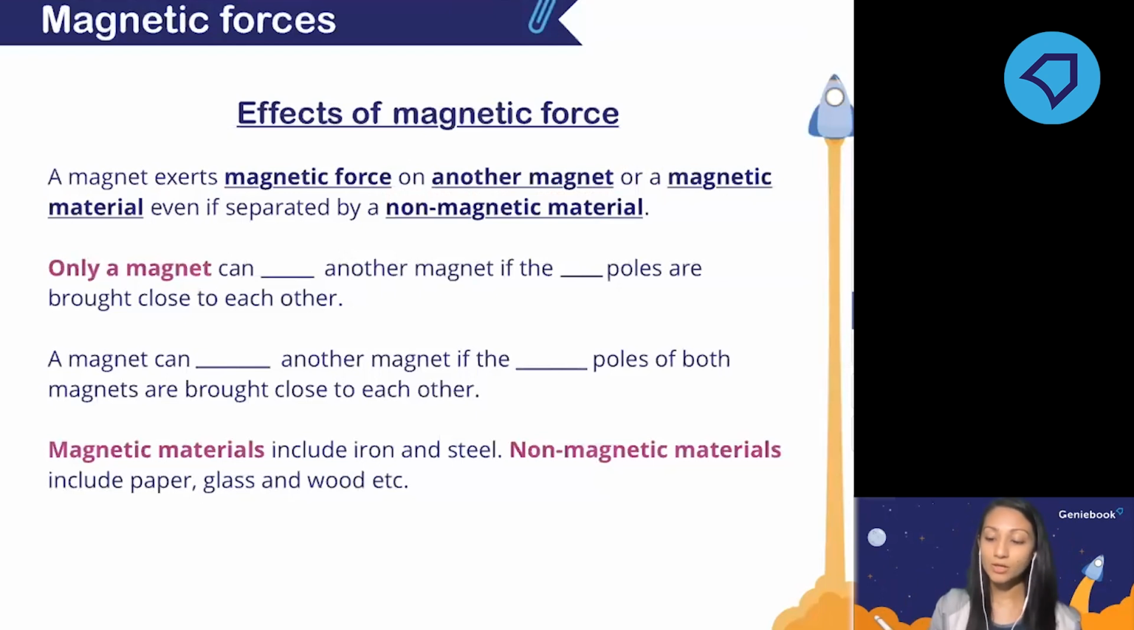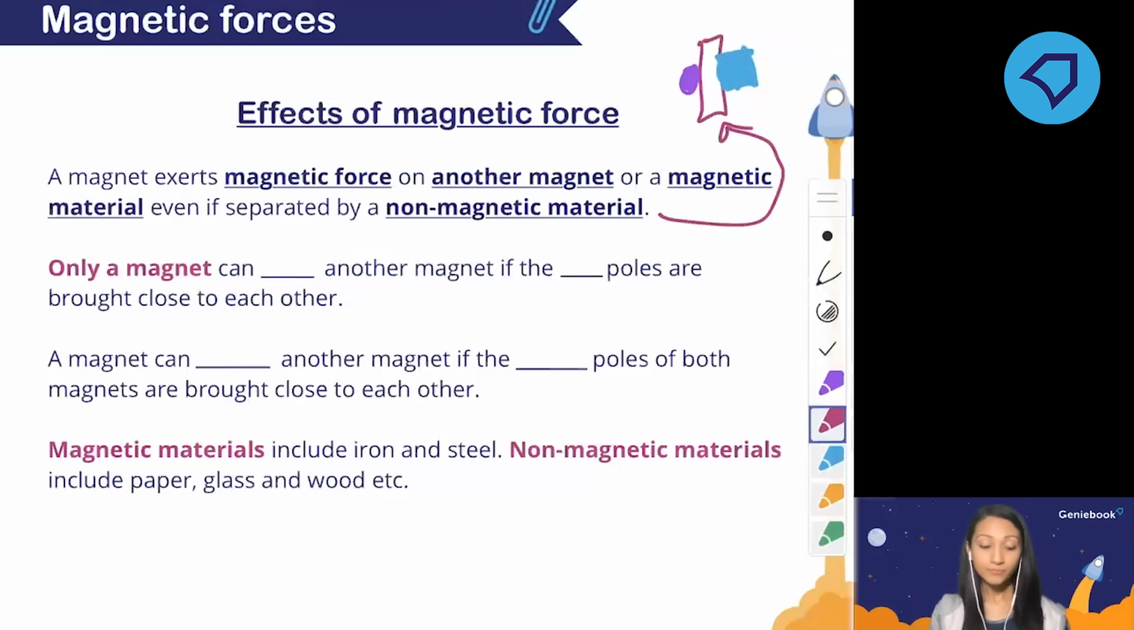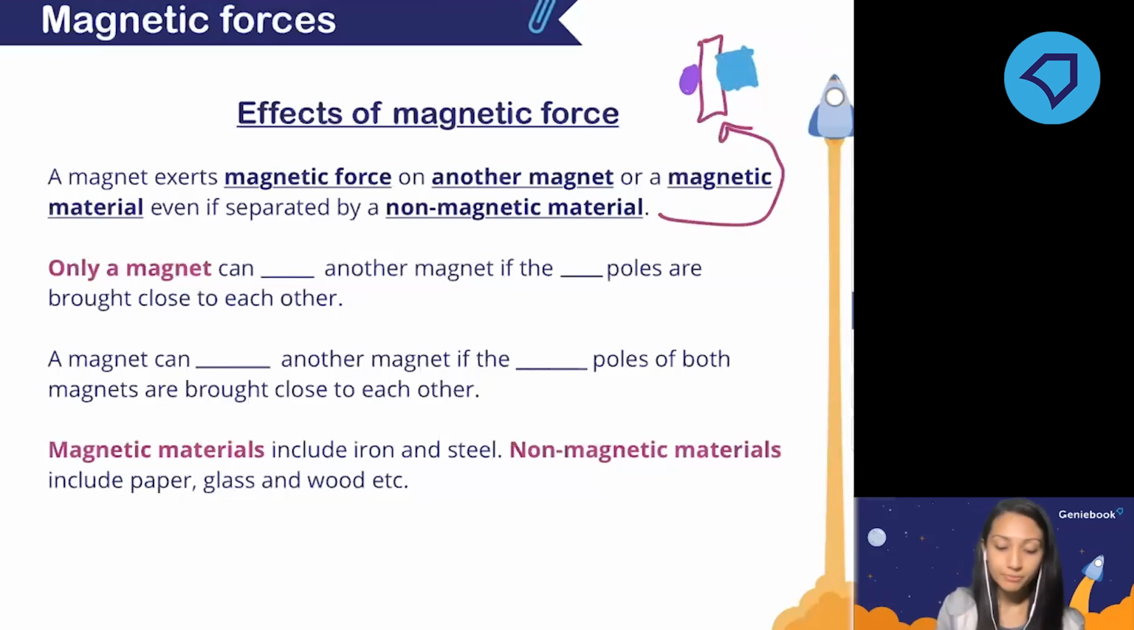Meaning if you put a non-magnetic material in the center and then you put a magnet on one side, it should theoretically still be able to attract the magnet on the other side. Let's say this is an object that is magnetic. It can still attract even if you have a non-magnetic material in the center. That's what it's trying to say. And then they say only a magnet can what another magnet? What is the keyword there? Who can help me? Silong said repel, another magnet if the what poles are brought close to each other? What's the term you use?